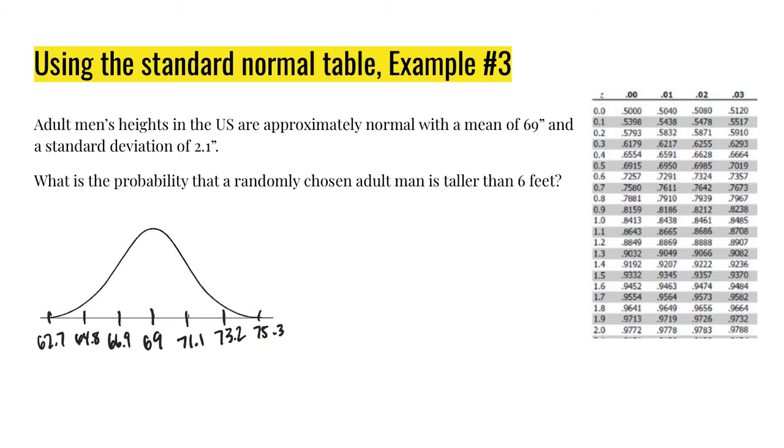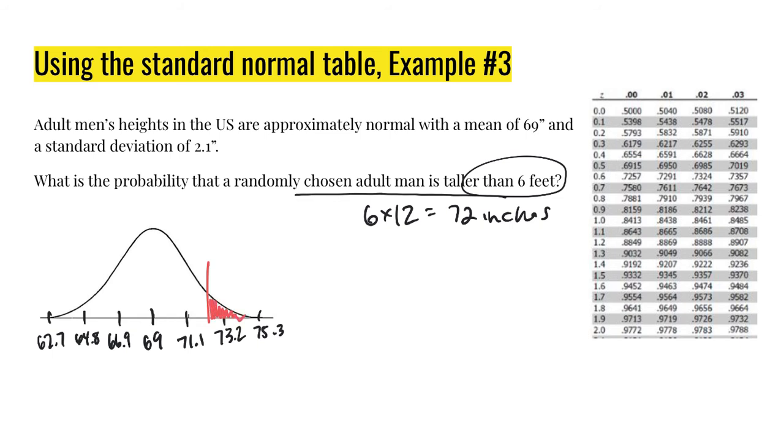Okay, what is the probability that a randomly chosen adult man is taller than 6 feet? 6 times 12 gets us 72 inches. Let's graph that on here. So we're going to go here to 72 inches, which is going to be somewhere in there. I'm looking for the area to the right this time. This is going to be a little bit different.